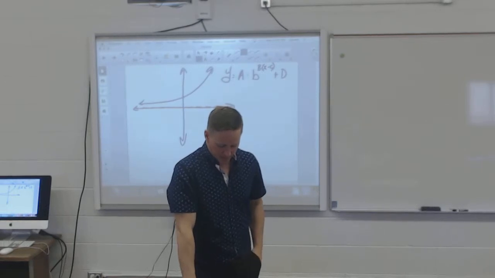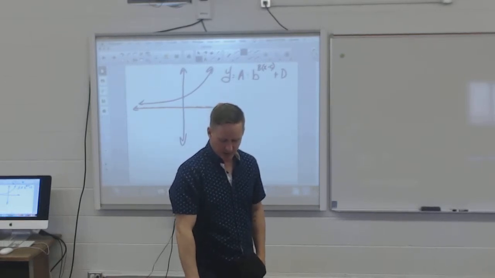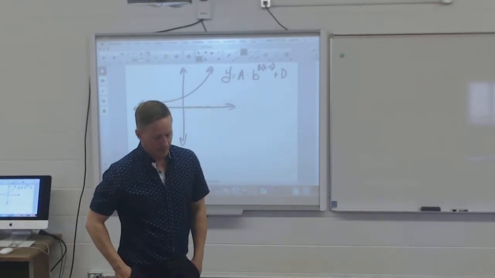Let's take a look at the translations of exponential functions, page 239. Y equals 2 to the x plus 3. What's your transformation?